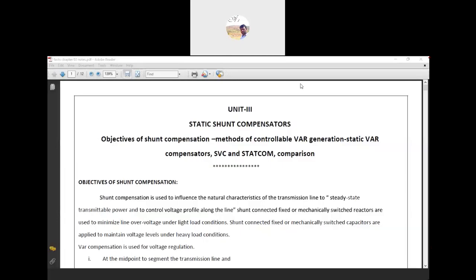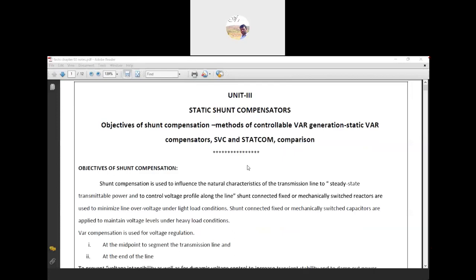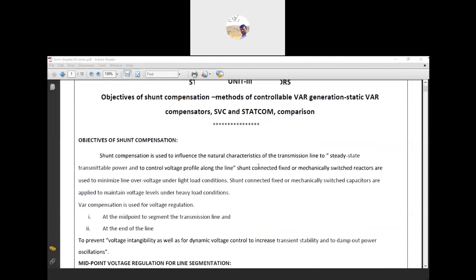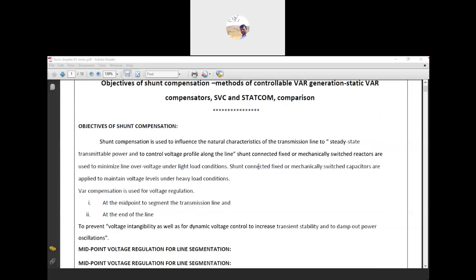So let us see what we have in the shunt compensation. Okay, I think you are now seeing these static shunt compensator notes. So if you have not yet seen, I will share again.